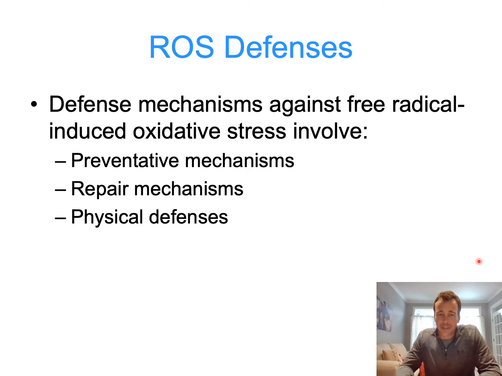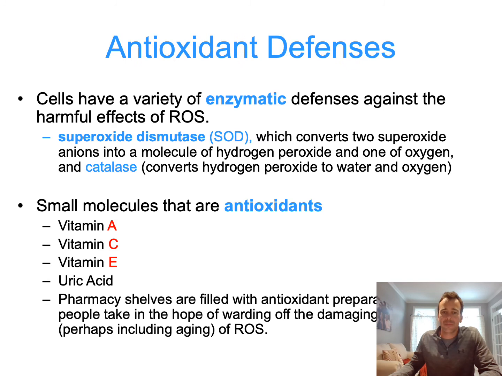Our body has to defend against reactive oxygen species. They do that through either preventative mechanisms, repair mechanisms, or physical defenses. So many antioxidant defenses are shown here. Cells have a variety of enzymatic defenses against harmful effects of reactive oxygen species. One of the main enzymes is superoxide dismutase, which converts two superoxide anions into hydrogen peroxide and oxygen, as well as catalase, which converts hydrogen peroxide to water and oxygen.